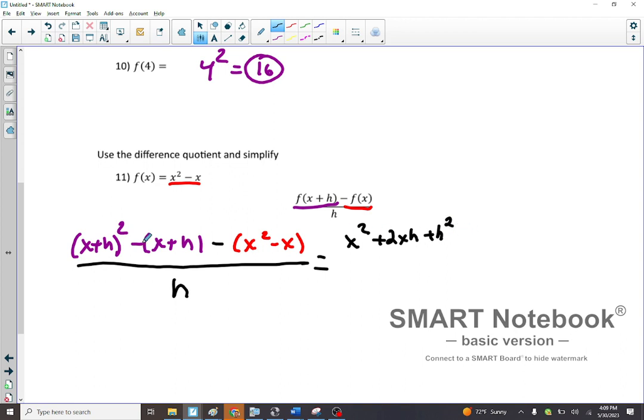x squared, minus x, minus h. I'm going to distribute a negative. Minus x squared, distribute a negative there, that's a plus x. To help with the color coding, this was the purple stuff and this was the red stuff. All over h. Sorry about that.